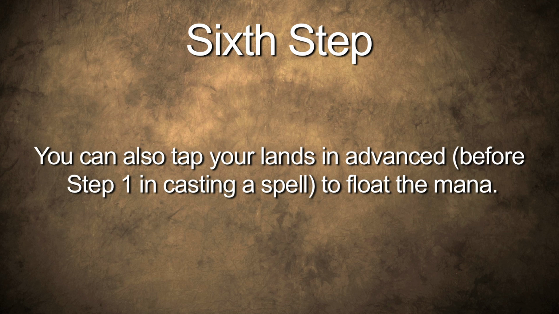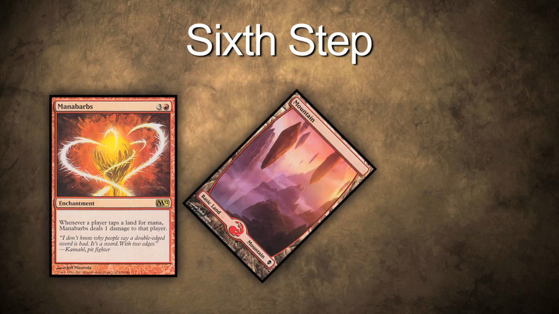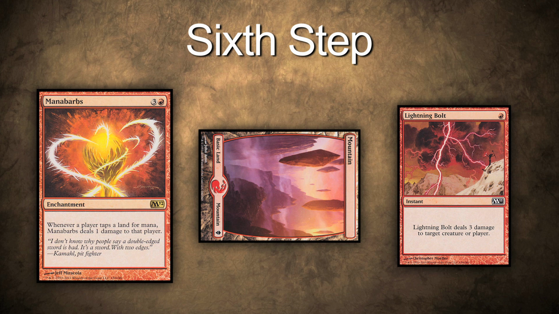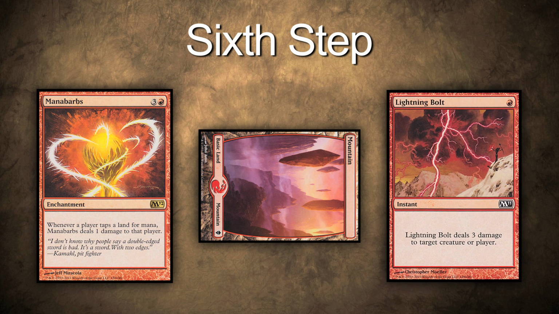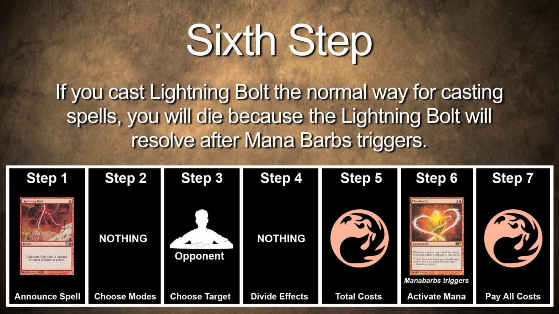And a reason a player might do this is if they've locked themselves into a corner with their opponent with, say, Mana Barbs. You could tap the lands for a lethal Lightning Bolt that you plan on casting against your opponent, putting the trigger on the stack for Mana Barbs, and then responding to it by actually casting the Lightning Bolt to kill your opponent before you die. However, if you were to cast the Lightning Bolt the normal way that we pay for spells, you might die to the Mana Barbs trigger before that spell ever resolves.